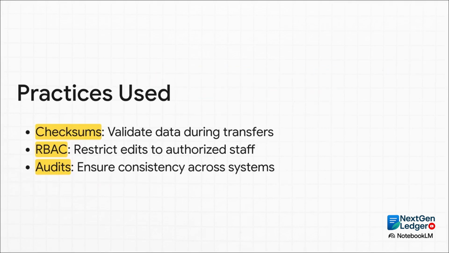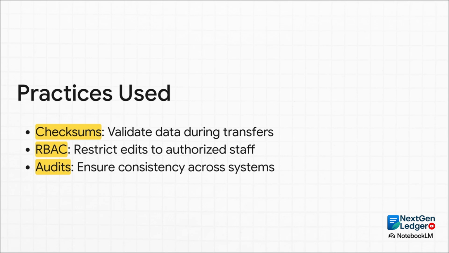So in this kind of high-stakes world, they use very specific tools. They absolutely use role-based access control so that only an authorized coordinator can update a shipment status from in transit to delivered. They run constant audits to catch discrepancies, but here's a really cool one. They use checksums.